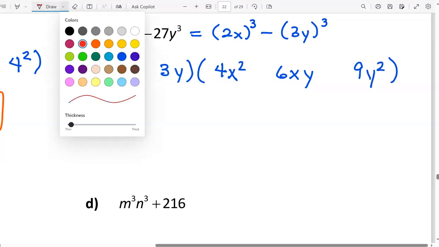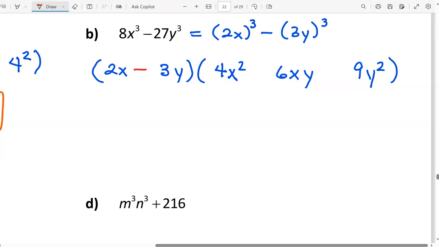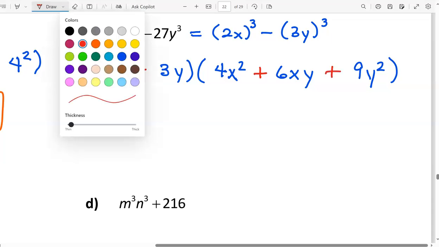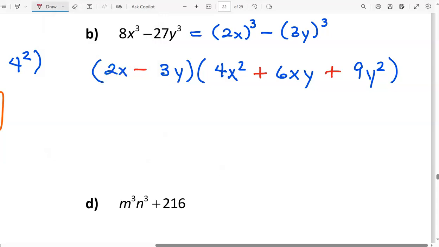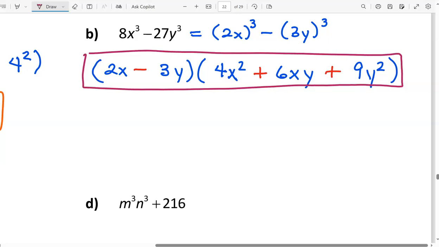Now I'm going to do the signs. I'm going to match the sign of the original, minus, and then I'm going to use the opposite sign next, and then always plus. So there are our factors for 8x cubed minus 27y cubed. You can always multiply those factors back together just to check to see if you have the right terms and also to see if the right signs are there.